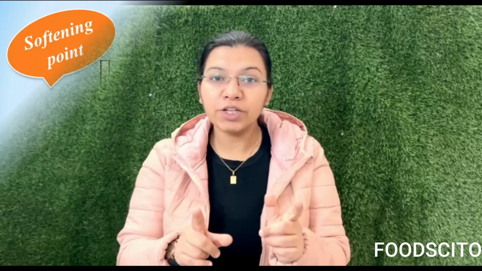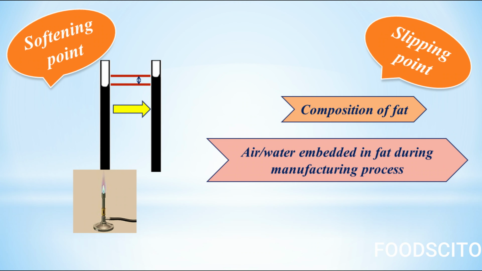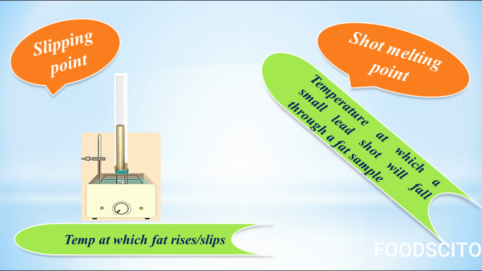Next is slipping point. Slipping point is related to two factors. Number one, composition of fat, and the amount of water or air embedded in fat during its manufacturing process. Now the question arises, how can you measure that? As shown here, we have a brass cylinder which is filled with solid fat and is suspended in a water bath close to the thermometer. The temperature of the bath is slowly raised by stirring, and the temperature at which fat rises in the cylinder or slips is known as slip point.